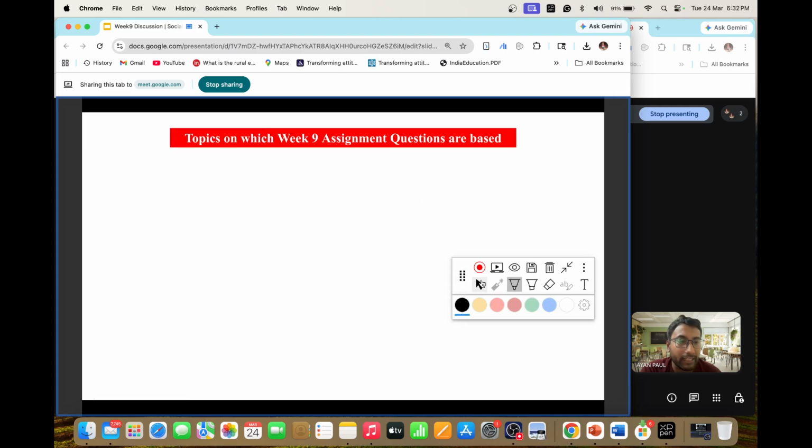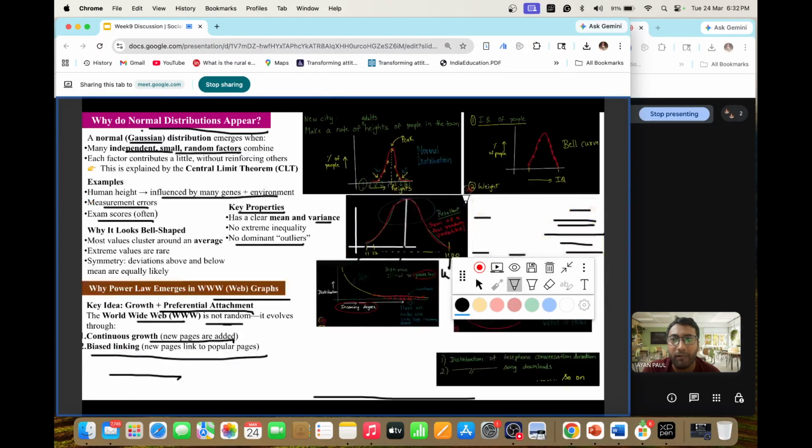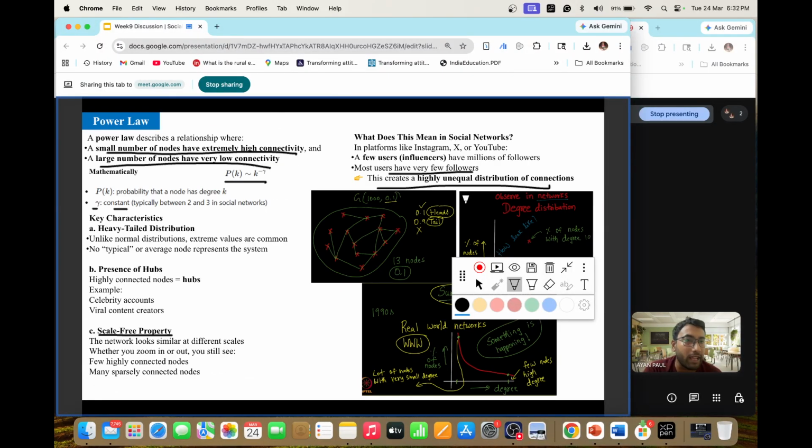These are the topics on which the week 9 assignment is based. Okay, so let me revise what we have learned so far. Today we have learned something known as power law. Okay, what is power law?